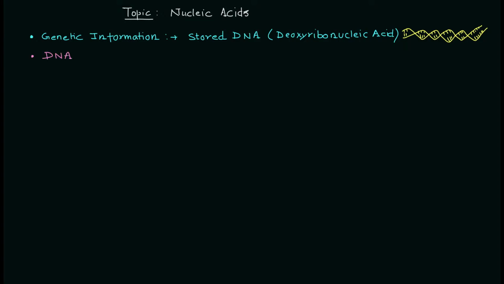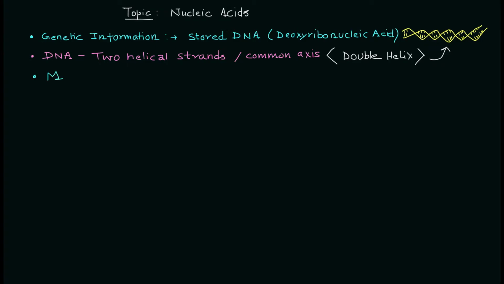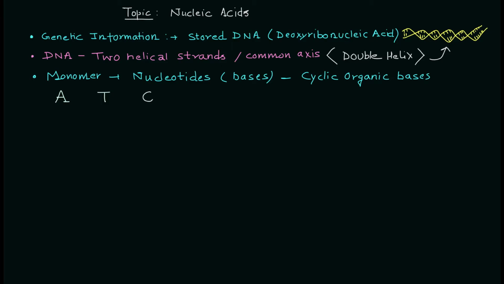My second point is that DNA is composed of two helical strands wrapped around a common axis, and that's how they construct the double helix structure. This is your double helix structure in yellow color. And what is the monomer of the DNA molecule? You have nucleotides. They contain bases, called bases because they resemble cyclic organic bases. You have four important bases: A, T, C, G, adenine, thymine, cytosine, guanine.